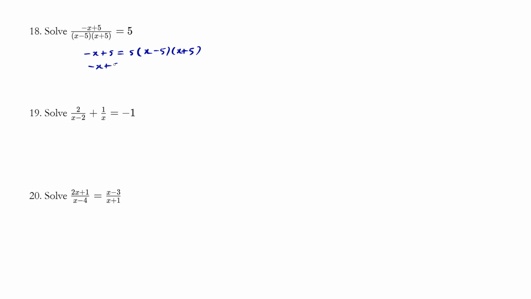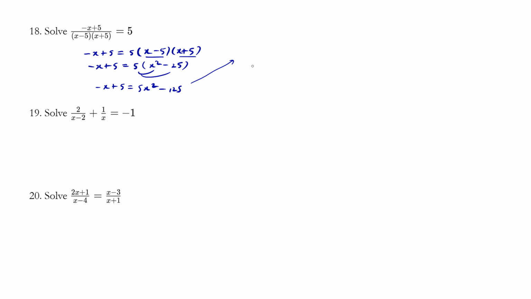So let's carry on here. Let's expand out this times this, which happens to be x squared minus 25. We're going to feed the dog, feed the cat. So we have 5x squared minus 125.